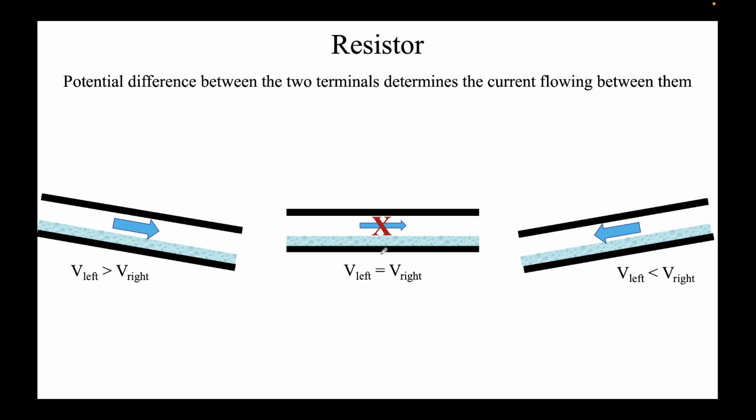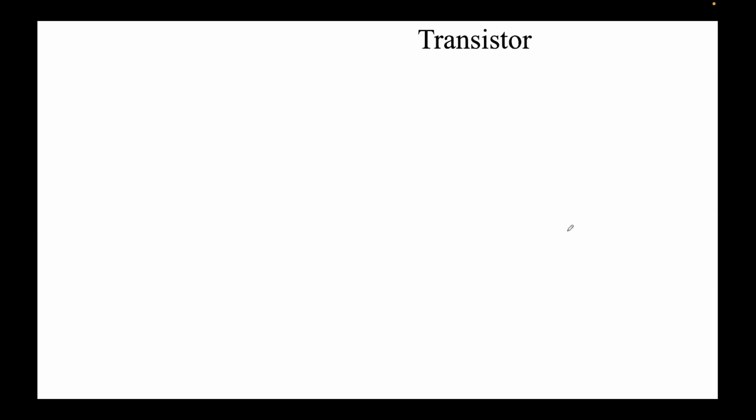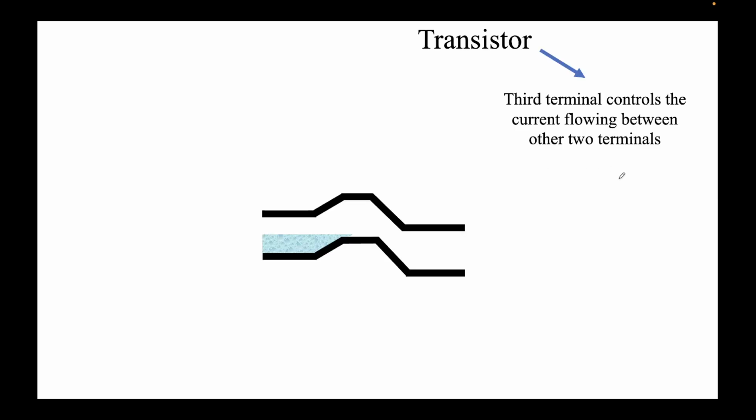Now the key thing to note is that there are only two terminals here which are determining the flow and direction of the current. However, transistor is a different kind of device. In this, a third terminal will control the current flowing between the other two terminals. So these are the two terminals A and B, and this is the third terminal in between. How much current flows is determined by the third terminal. Here you can see the water level on the left is just above the middle level. So what will happen is that very little water will flow to the right side.